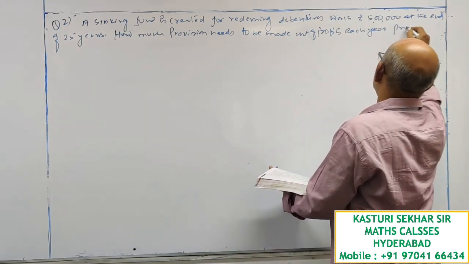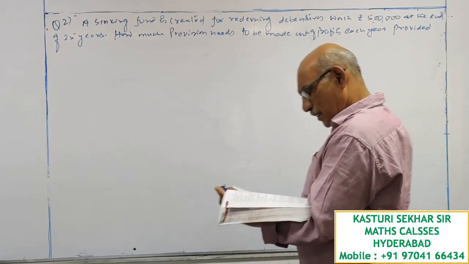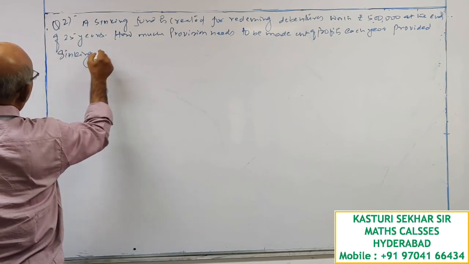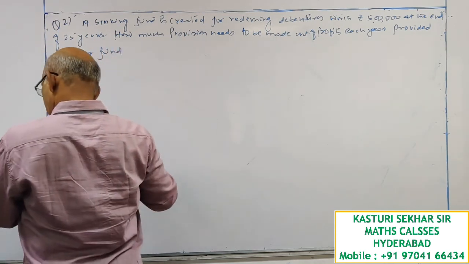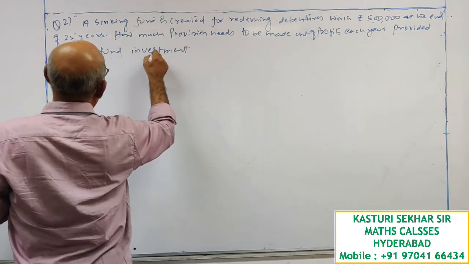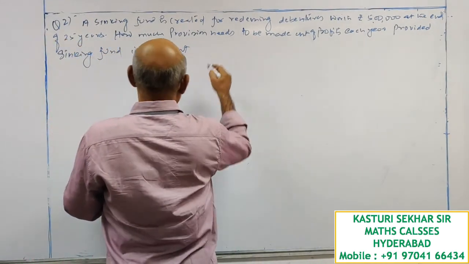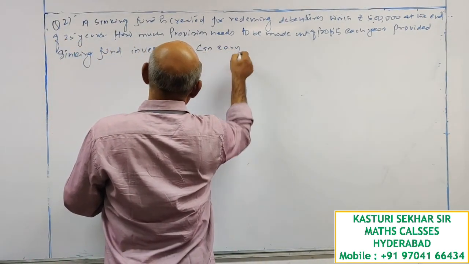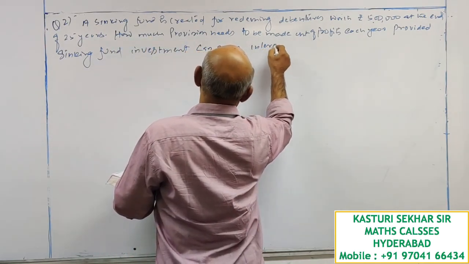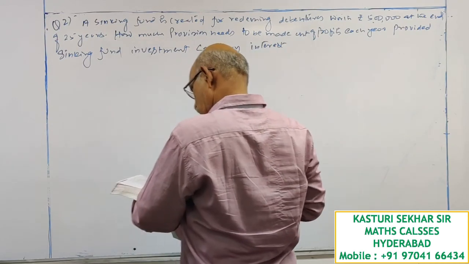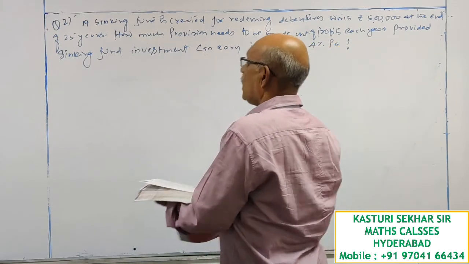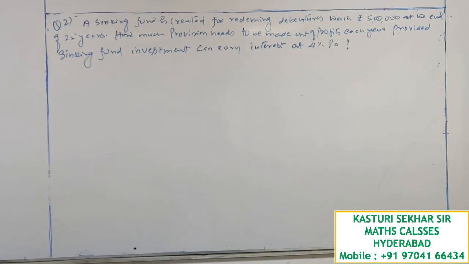provided sinking fund investment can earn interest at 4% per annum. This is my question.